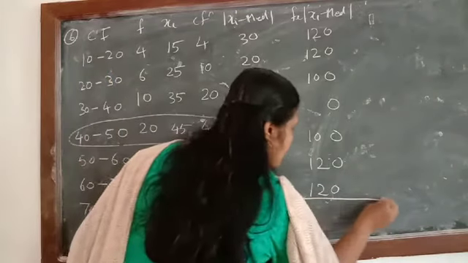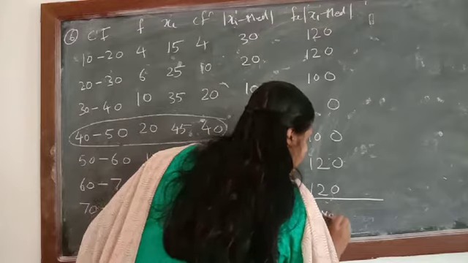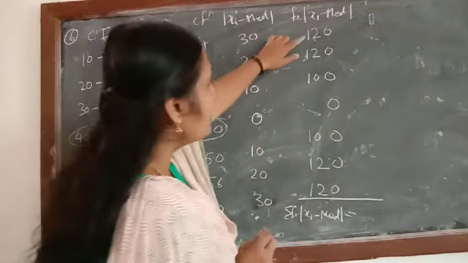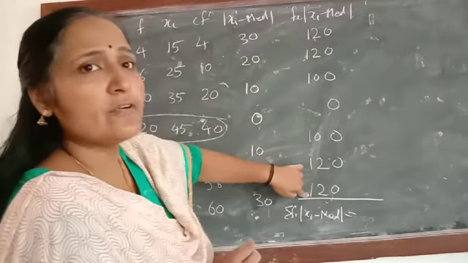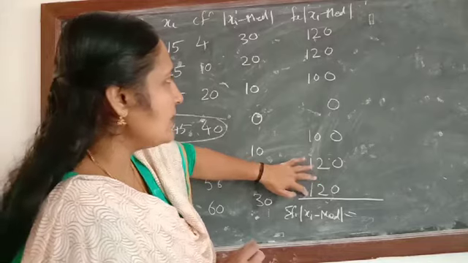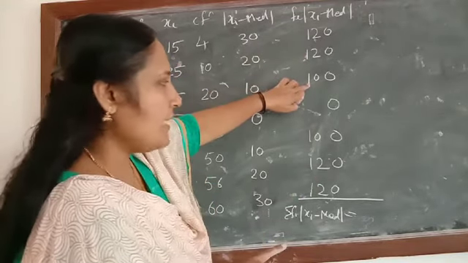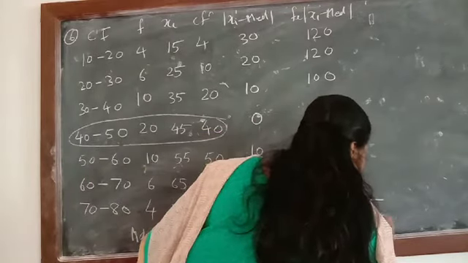So we can do the addition here only. Sigma fi into modulus of xi minus median. Just to check, 120, how many times do we have? 120, 1, 2, 3, 4. 12 fours are 48. So the addition will be equal to 480 plus 100, 580. 580 plus 100 will be equal to 680.